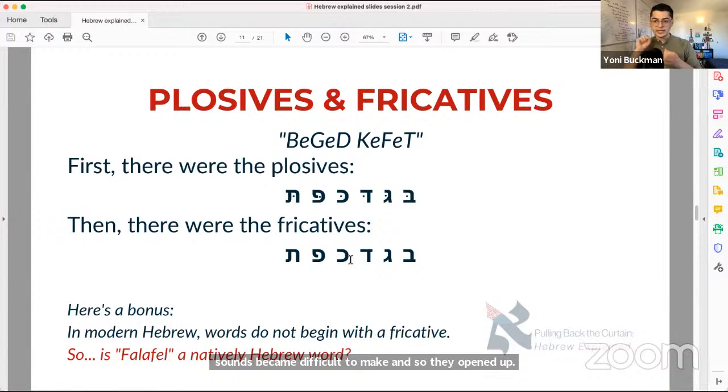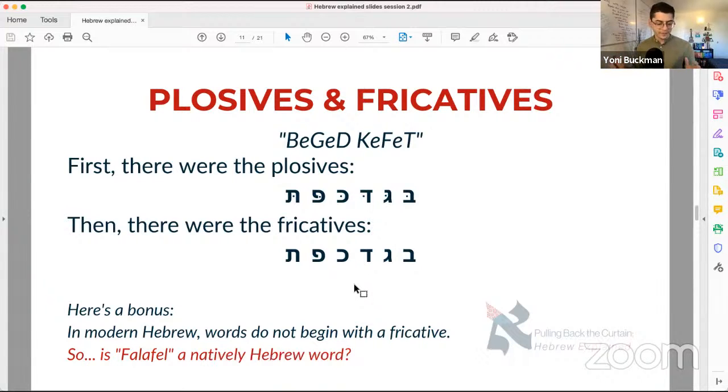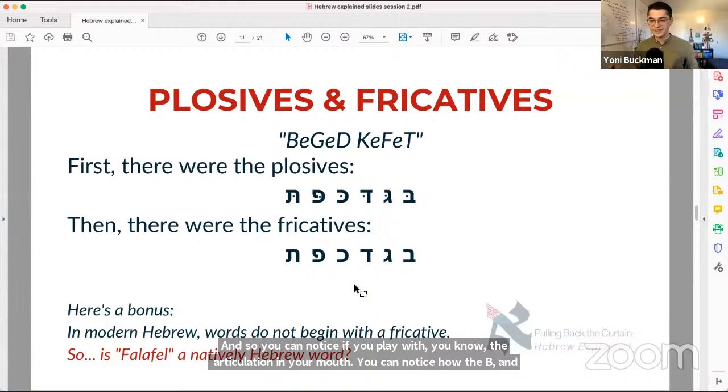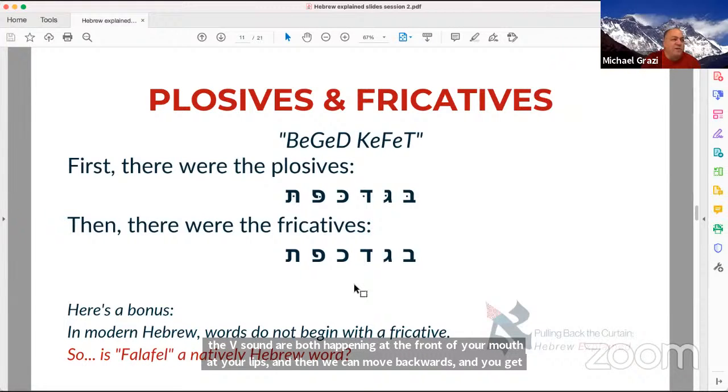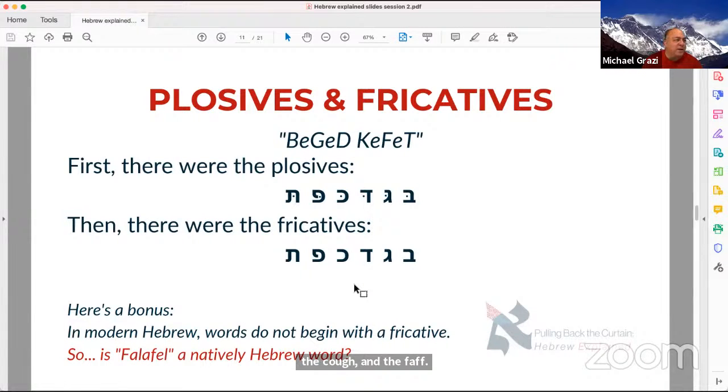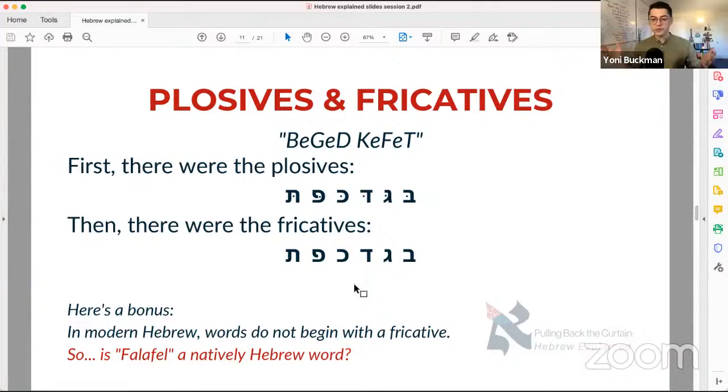The difference is that with the chaf and the vet, right, air is flowing through. So here's a question for you, right? Is the word falafel, the deep fried chickpeas, a Hebrew word originally? No. Okay, Michael, why not? You can't start any Hebrew word with that fe or f sound. Exactly, right? So this is a loan word from Arabic. So you know that everyone says falafel with a fe, right? That can't happen in Hebrew.